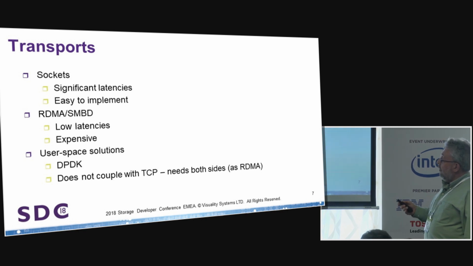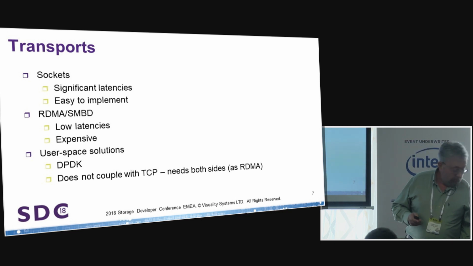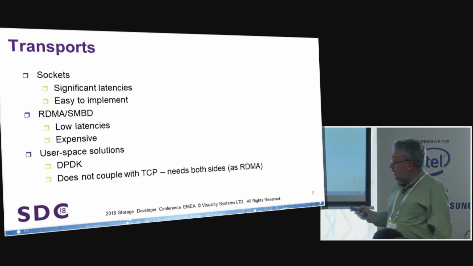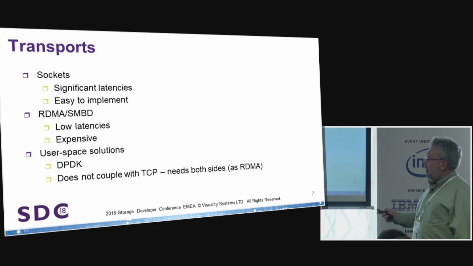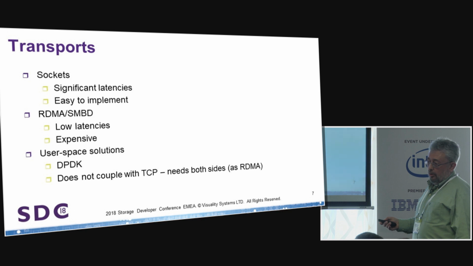Now, we are talking about the first big block, which is called transports. Please pay attention that I am using the word transports in plural. I will explain it a little bit later. And here we have the following possibilities. We have just sockets, and that's what we are using very widely. But these sockets impose very significant latencies. RDMA, SMBD over RDMA, is a better transport from the latency point of view, but it is expensive. And user space solutions: currently, we did not find a user space solution that fits the needs of our protocol, but DPDK is a good potential candidate.